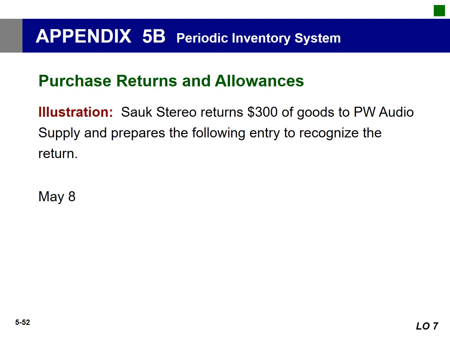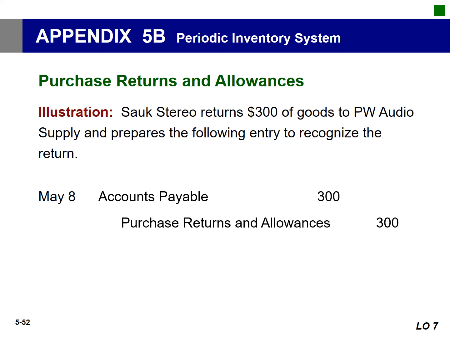Okay, let's show how the return of the $300 worth of merchandise inventory to PW Audio Supply would be recorded by Sauk Stereo. Sauk is going to debit accounts payable for $300 and credit purchase returns and allowances $300. Remember, under the perpetual system, there was a credit to the inventory account of $300.